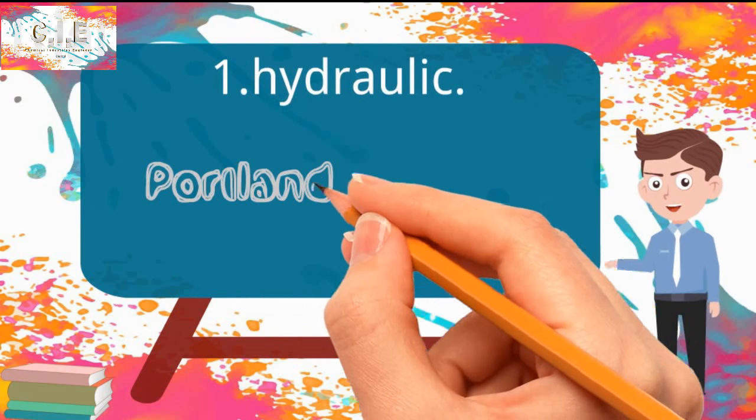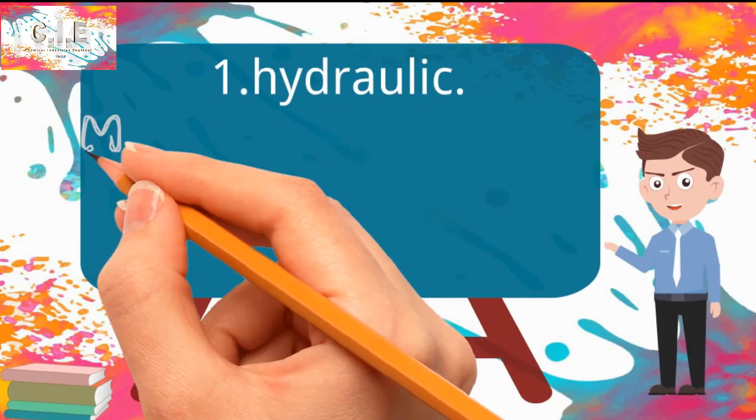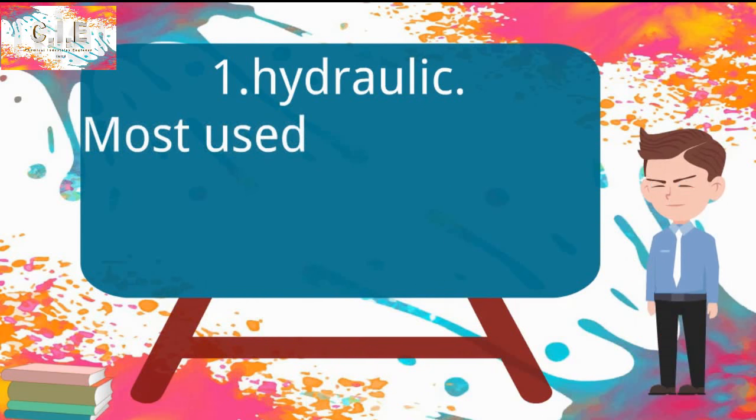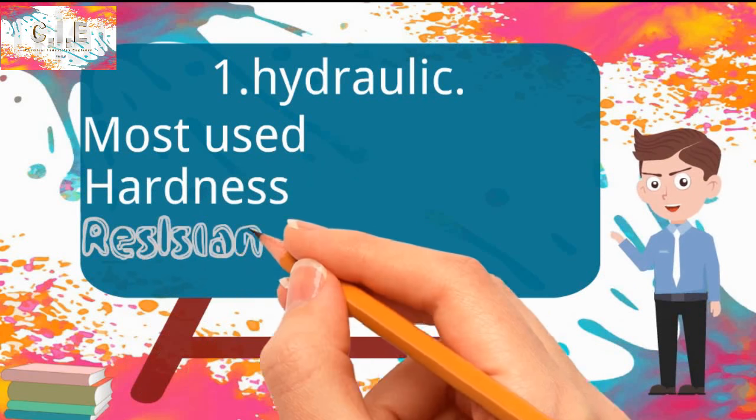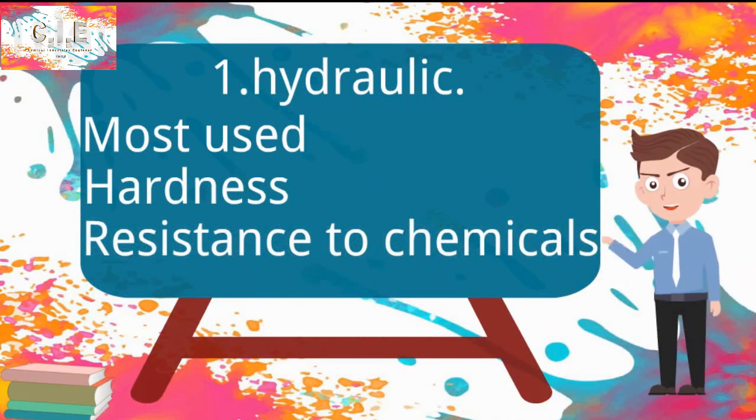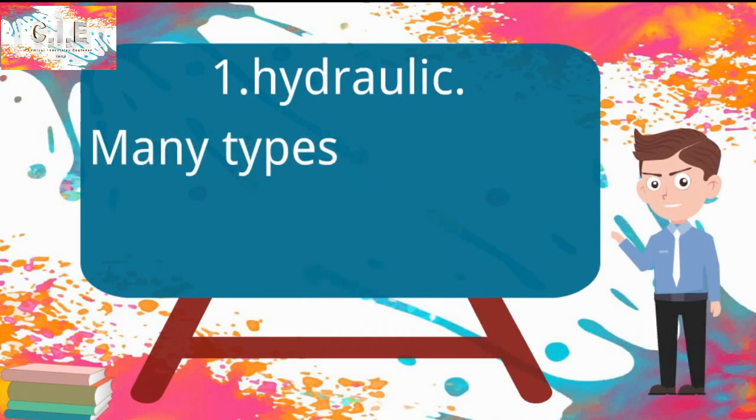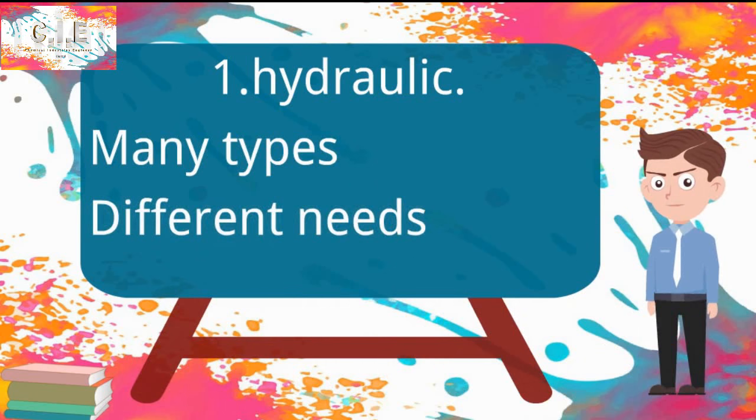Hydraulic cement, like Portland cement, is the most used cement due to its hardness and its resistance to chemicals, unlike non-hydraulic cement, so it has many types to meet different needs.